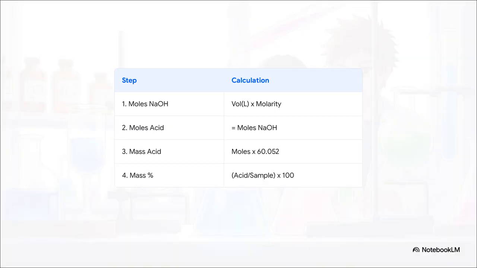Let's put this into action with a real result to see how it works. Step 1. We multiply our volume of base used, let's say we dropped exactly 0.0083 liters, by its 0.1 molarity to find our moles of base. Step 2, thanks to that amazing 1-to-1 ratio, our acid moles are exactly the same. Step 3, we multiply those moles by the molar mass of 60.052 to find the physical mass of the acid in our flask. Finally, step 4, we divide that acid mass by our original sample's mass and multiply by 100. And just like that, our result is revealed, 5.02%. So in this case, the label was actually telling the truth.